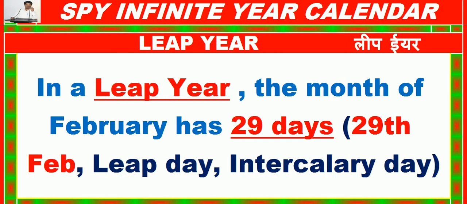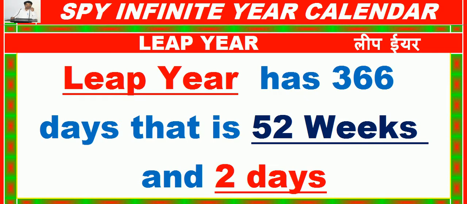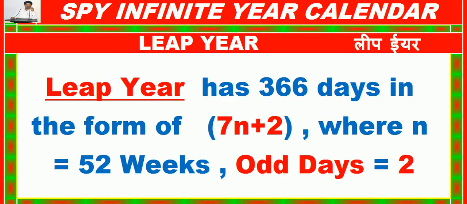In a leap year, the month of February has 29 days. 29th February, leap day, intercalary day. A leap year has 366 days, that is 52 weeks and 2 days. A leap year has 366 days in the form of 7n plus 2, where n equals 52 weeks, odd days equals 2.